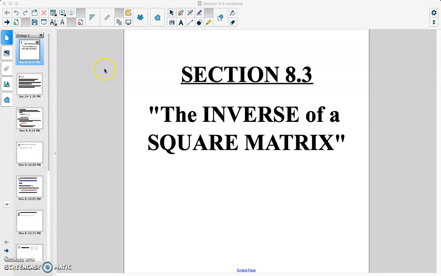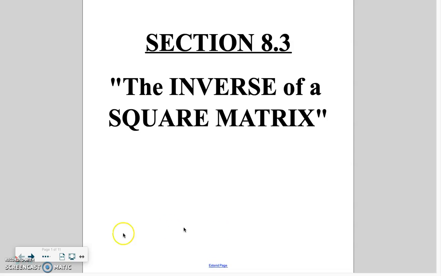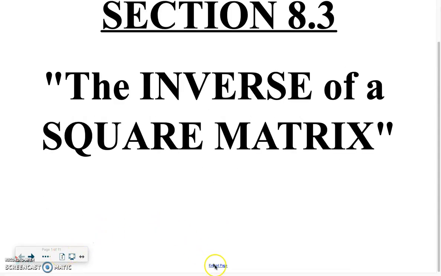All right, guys, section 8.3, the inverse of a square matrix. Now, we've already sort of begun the conversation with this, with example number 10 yesterday, and problems like number 62 off of last night's assignment. Again, those various types of questions.